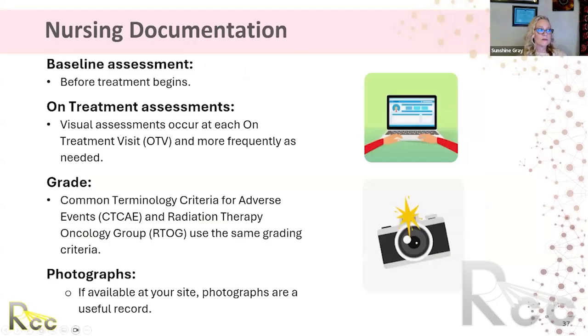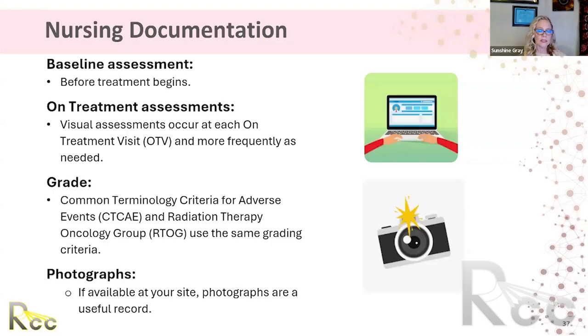So baseline assessment before treatment begins, we're going to make sure to do a really thorough description of what the skin looks like to begin with. On our on-treatment or weekly visits, we're going to lay our eyes on the skin every time to make sure that we know if anything has changed. Patients are not always as observant about what's going on with their own skin, so it's really important for us as radiation oncology nurses to make that assessment.